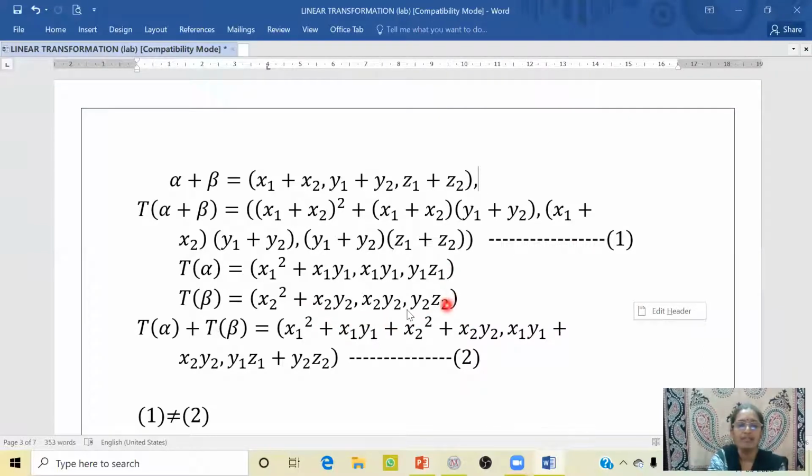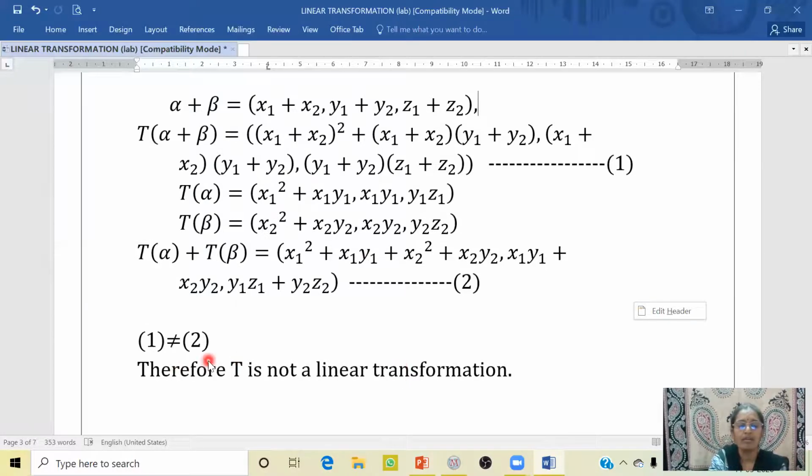Let us add these two to obtain T of alpha plus T of beta, and that is given by x1 square plus x1 y1 plus x2 square plus x2 y2, comma, x1 y1 plus x2 y2, comma, y1 z1 plus y2 z2. Mark this as expression 2. Now you compare the right hand sides of expression 1 and 2. In expression 1, in the first coordinate you have so many terms, whereas in expression 2, the first coordinate consists of only 4 terms. Therefore, these two expressions are not equal. Therefore, 1 is not equal to 2. Therefore, T is not a linear transformation.